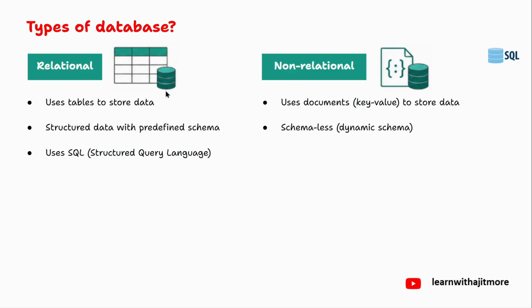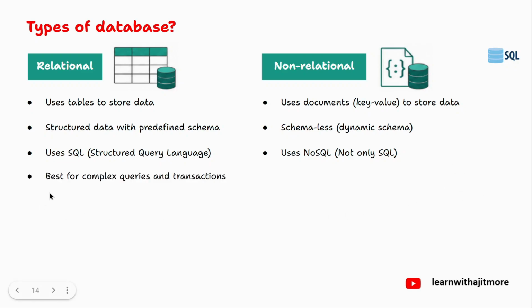A standardization is there, and that standard language is the structured query language. Here there is no standard language. Get it? Not only SQL, you can say. It uses the NoSQL concept, meaning they have their own library set. Library functions are there, and whatever library functions Mongo gives, not necessarily the same will be with Firebase. Correct? And relational is best for complex queries and transactions.